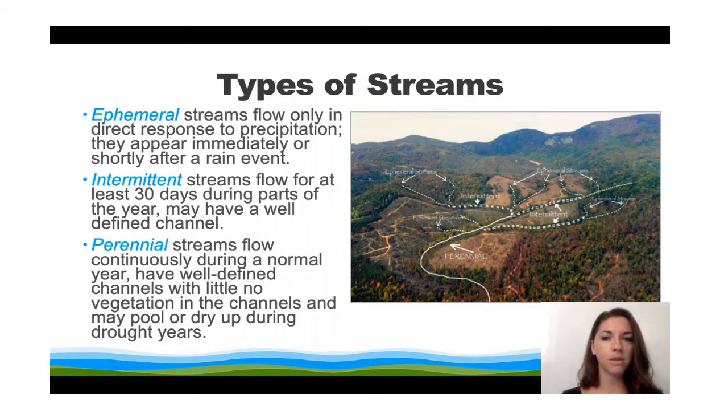Those perennial streams, even lower in the watershed, are collecting water from those ephemeral and intermittent streams, and they flow continuously during a normal year, and they have well-defined channels with little or no vegetation in the channels, indicating that there's more common flow.